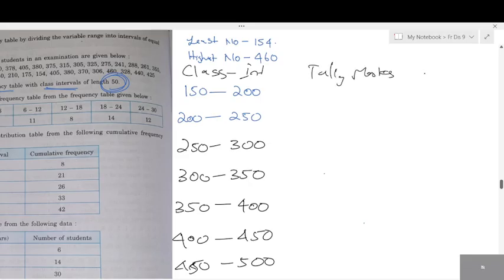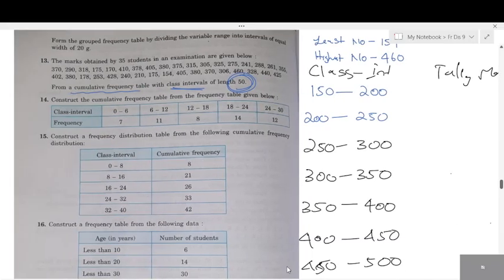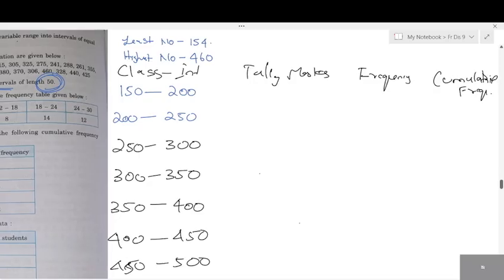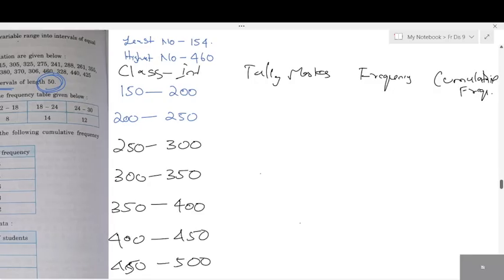Tally marks. Next. What do you need? Frequency. Apart from this, there's one more column. Extra column we need. What's the extra column? Cumulative frequency. Clear? Did you all understand? How to write?